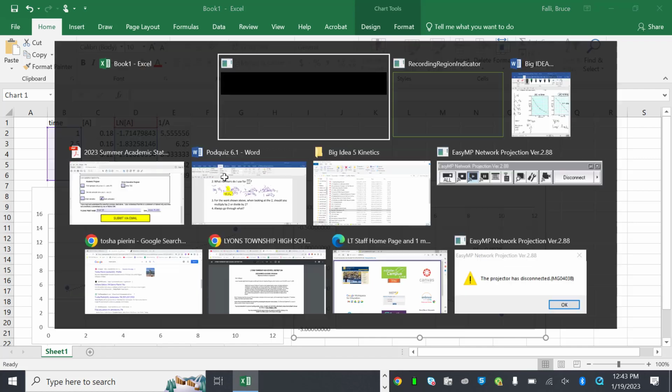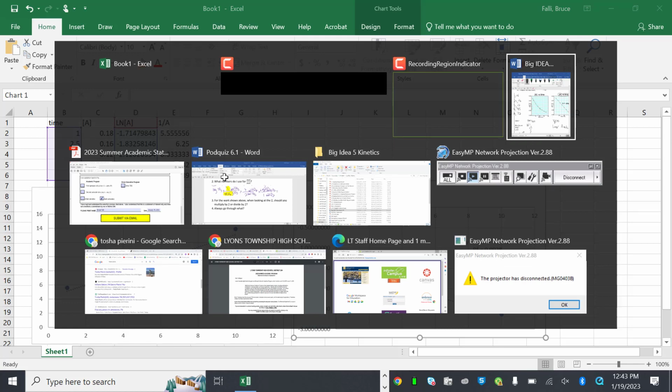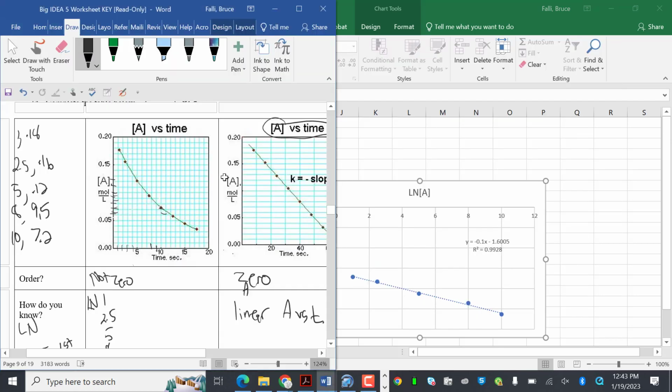So that means that the first one is, I forgot, ln A versus T. And ln A versus T is first order. How do you know? You know because ln A versus T is linear. And you saw how I did it in Excel.